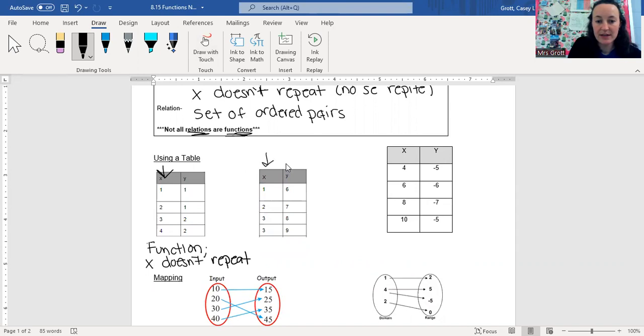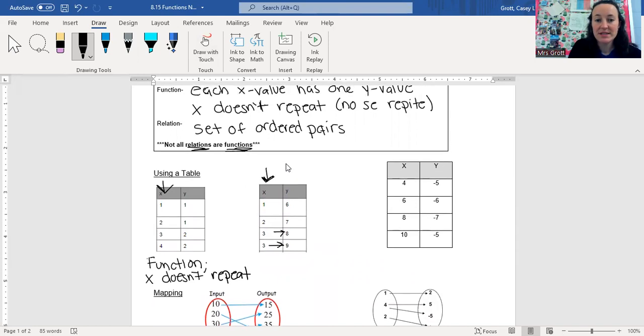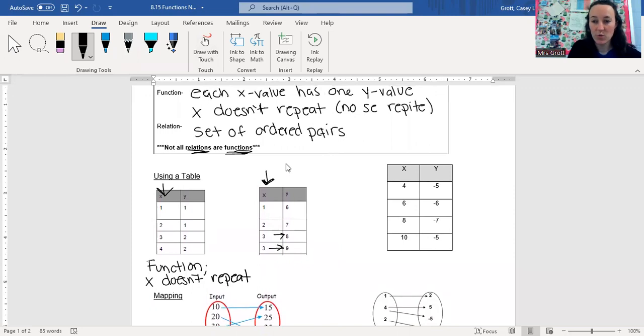On the second one, again, all we care about is x. So 1, 2, 3, and 3. 3 is going to 8. 3 is going to 9. We said x can only have one y value. So it can't be going to both 8 and 9. This is not a function. It is only a relation.